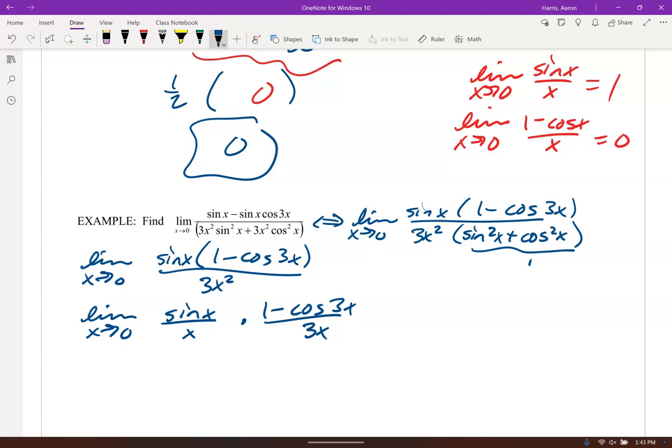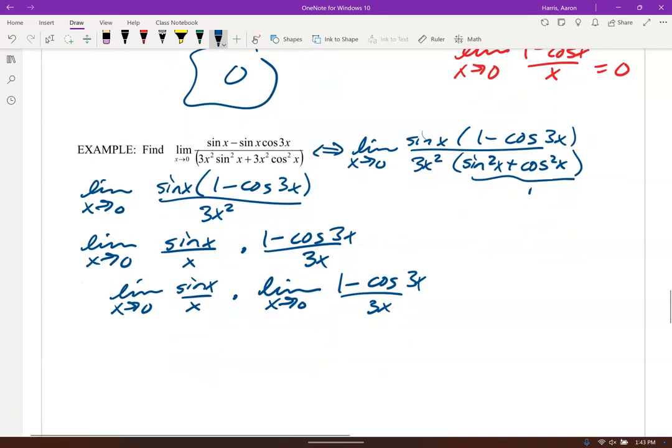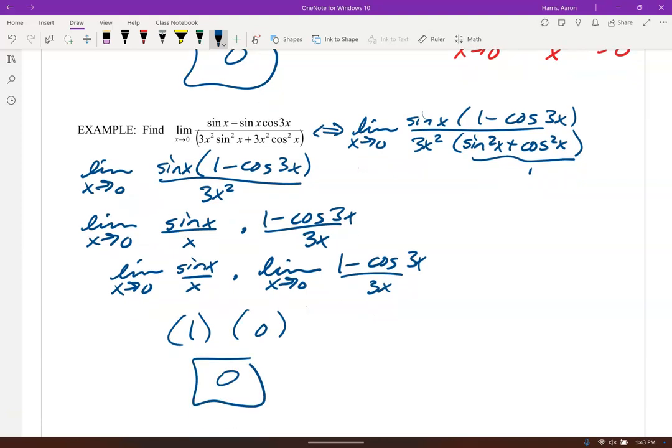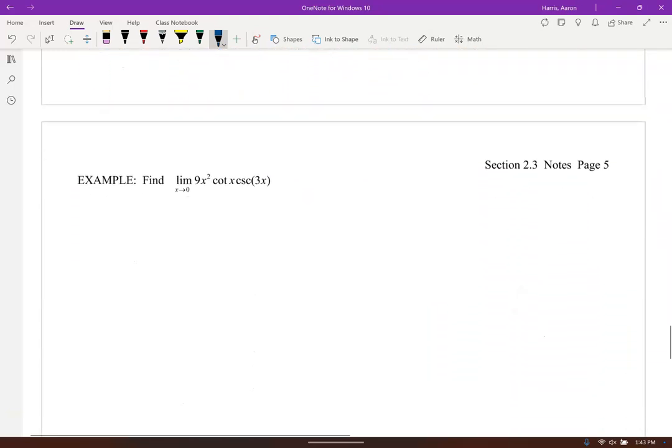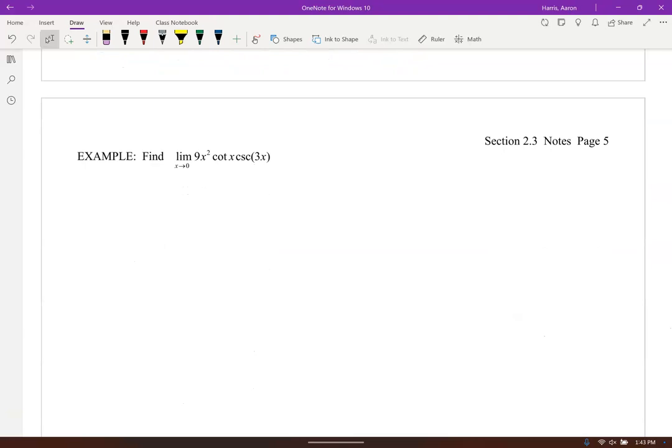Then I say, oh, well, that's limit x goes to 0, sine x over x times limit x goes to 0, 1 minus cosine 3x over 3x. So the first one is 1. The second one is 0. Gosh dang, this stupid thing still ends up being 0. All right, let's do one more and we'll call it good here.